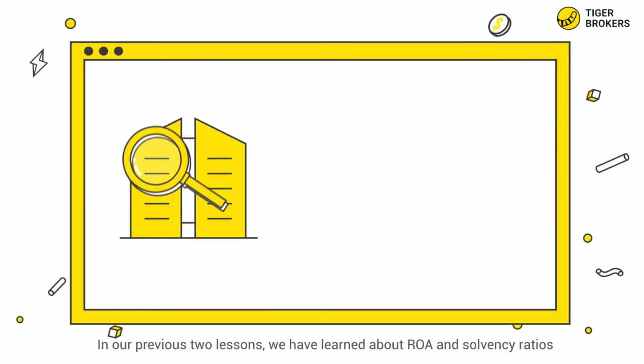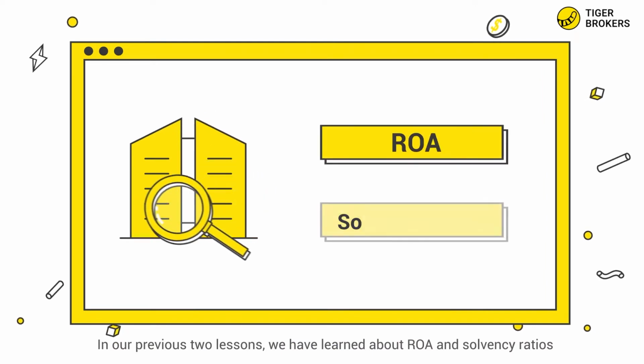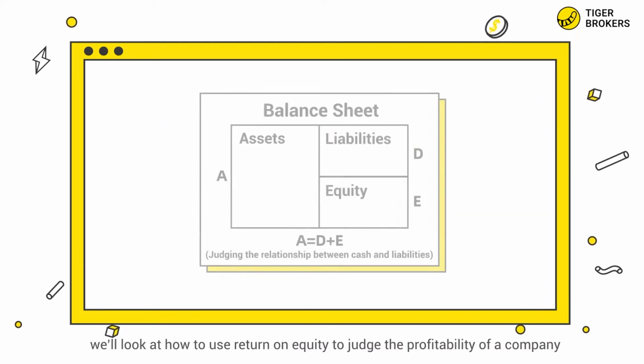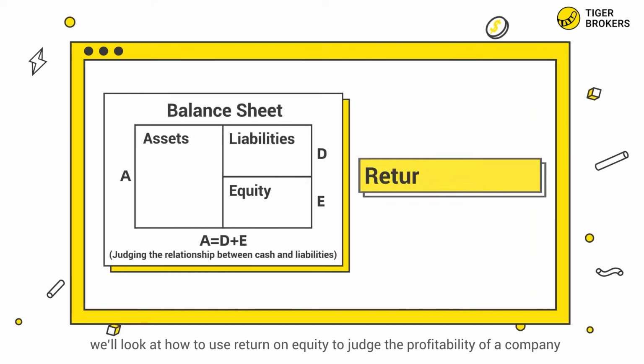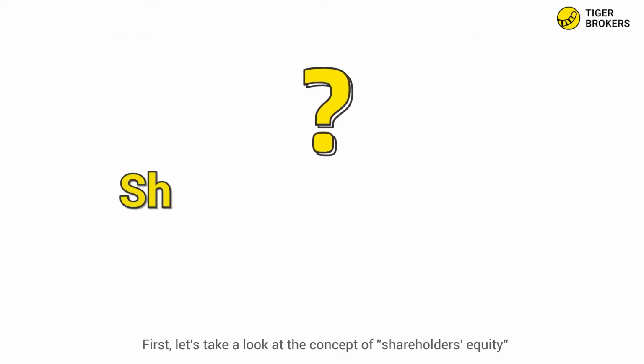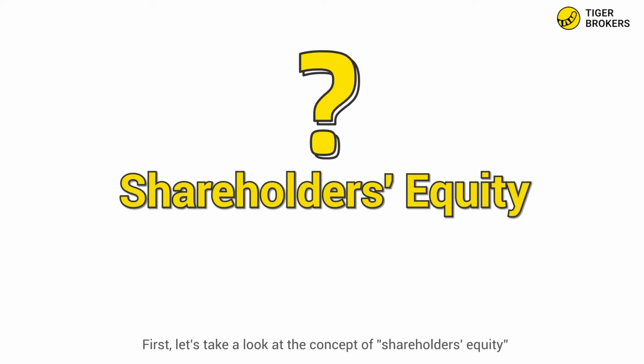In our previous two lessons, we have learned about ROA and solvency ratios. In this class, we'll look at how to use return on equity to judge the profitability of a company. First, let's take a look at the concept of shareholders' equity.